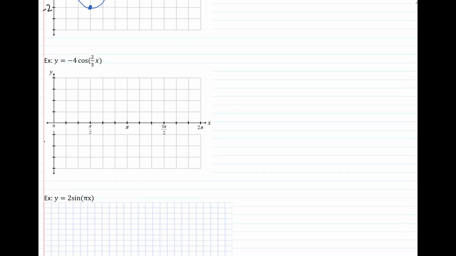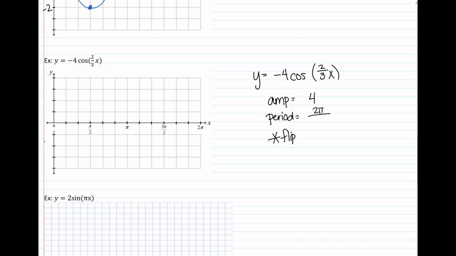All right, let's look at another one. We've got, there goes the bell, -4 cosine of 2/3 x. So our amplitude is the absolute value of -4, which is +4. I'm going to make a note here to flip because I don't want to forget later. Okay, the period is 2 pi divided by 2/3. Well, that's a little tricky, isn't it? We got to keep change flip. So we got 2 pi times 3/2. Okay, which I can cancel my 2's if I want, and that gives me 3 pi.